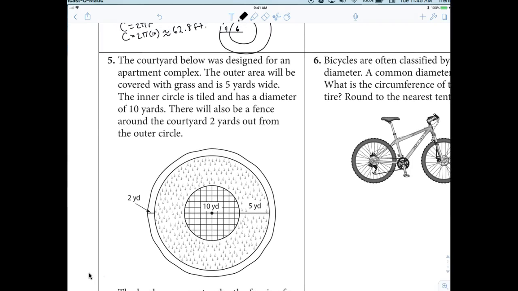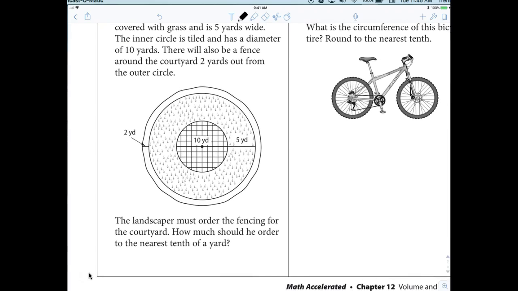It says, the courtyard below was designed for an apartment complex. The outer area will be covered with grass and is 5 yards wide. The inner circle is tiled and has a diameter of 10 yards. There will also be a fence around the courtyard 2 yards out from the outer circle. All right? The landscaper must order the fencing for the courtyard.